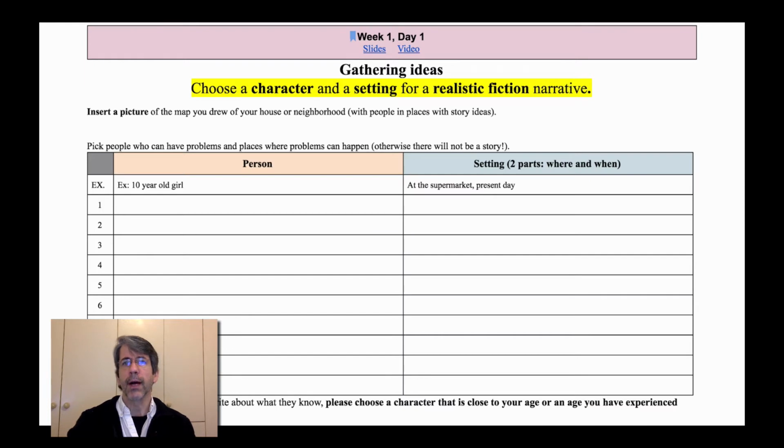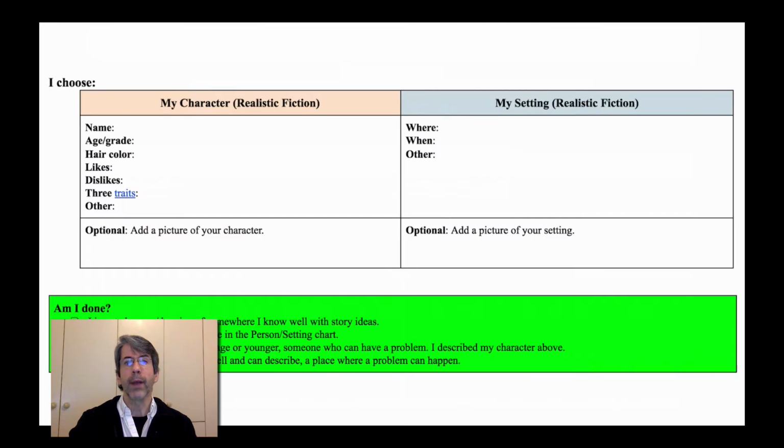So far, on week 1, day 1, we gathered some ideas. You figured out some people and the settings that they could be in. And then you chose one. You chose a character, you gave that character some characteristics, and you chose a setting. That was week 1, day 1.